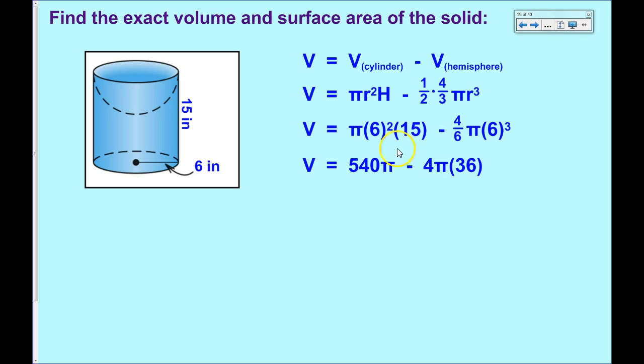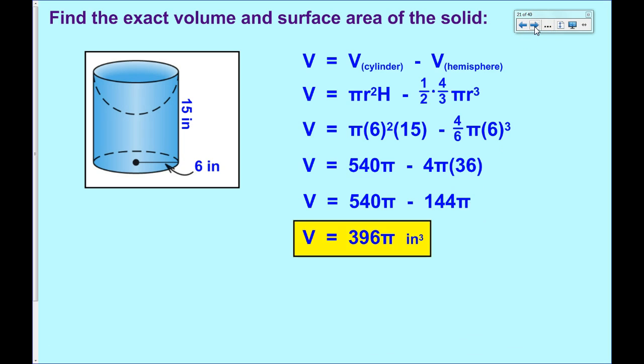On the next line, you can multiply all those numbers together to get 540, and then that's 6 squared, which is 36, times 4. You can combine those numbers together to get 144. And then finally, since they both have a pi on them, they are like terms, so you can combine them into 396 pi inches cubed.